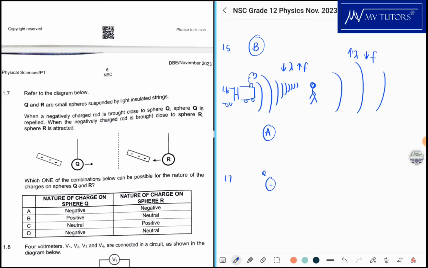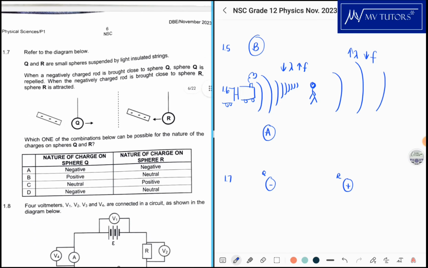When the negatively charged rod is brought close to sphere R, it is attracted. What does it tell us about R? Well, off the top of my head, it's positive. Now let's see. Which one of the combinations below can be possible for the nature of the charges on spheres Q and R? So for Q, I'm only going to look at the negative options.